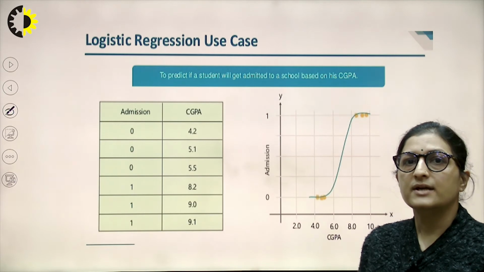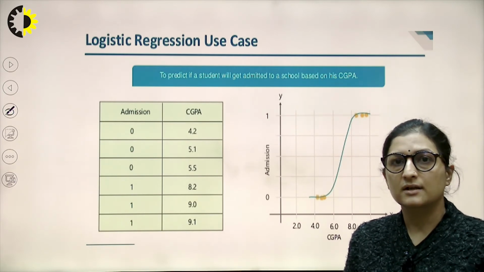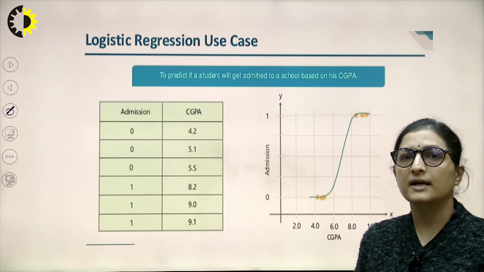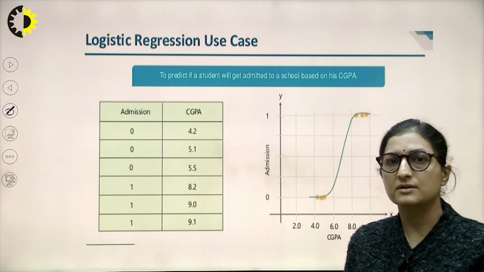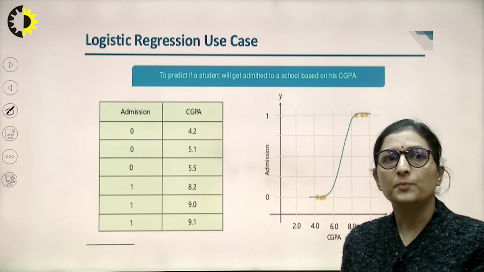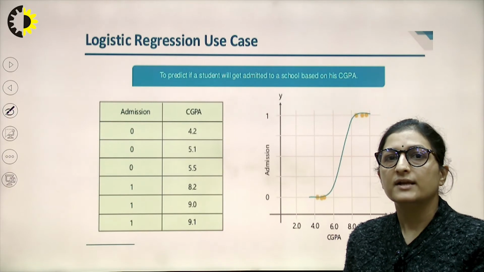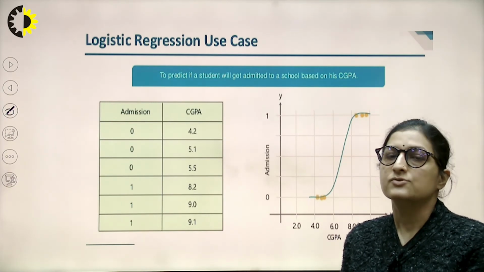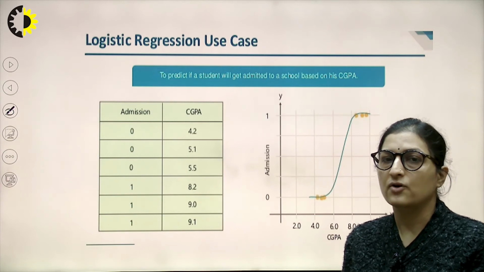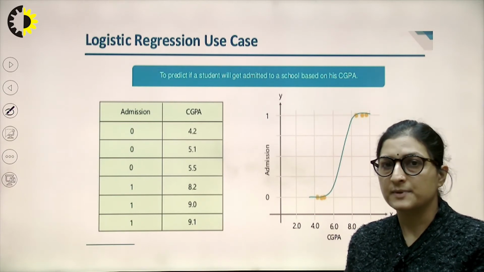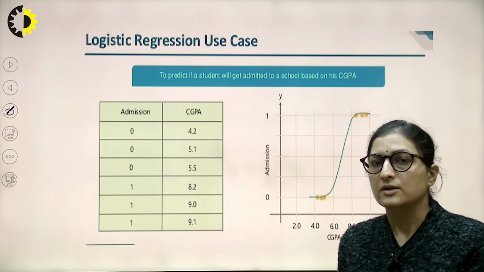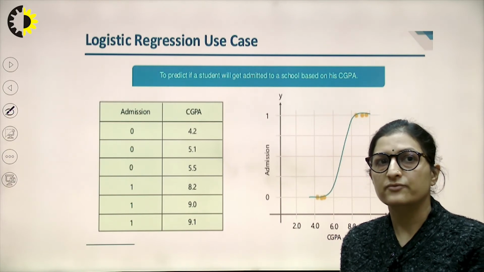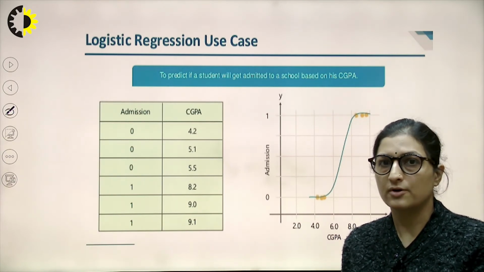Then here you can see a logistic regression use case. What kind of use case can we have for logistic regression? For example, to predict if a student will get admitted to a school based on his CGPA. If I have the CGPA value of a student, then as per the CGPA value I want to know whether the student would get admitted to a particular school or not.